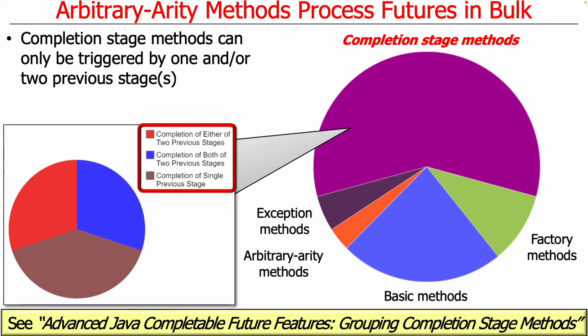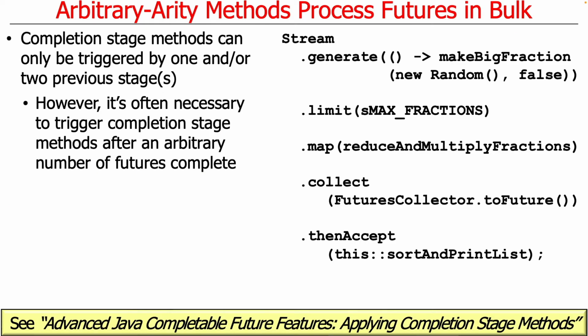If you recall our discussion of completion stage methods, there were different categories of them. Some could be completed only when a previous stage completed. Some would be completed after two previous stages both completed. Some would be completed after either of two previous stages completed. But the bottom line is it was either one or two things that could trigger a classic completion stage method. And the problem, of course, is that that's not sufficient in some cases.